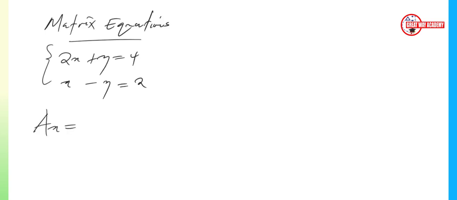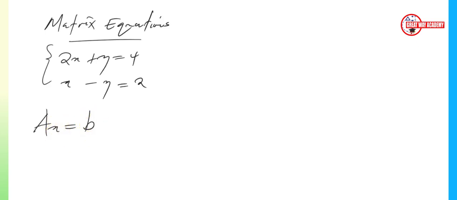For instance, let's say we have 2x plus y is equal to 4. We also have x minus y is equal to 2. So this is a linear system. This linear system can be written in the form AX is equal to B, where A is a matrix, X is a vector, as well as B is a vector.